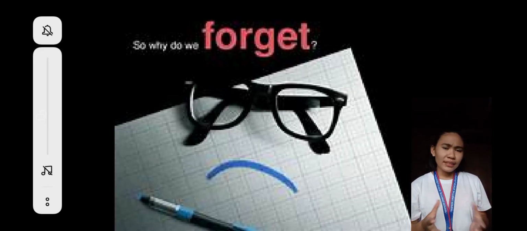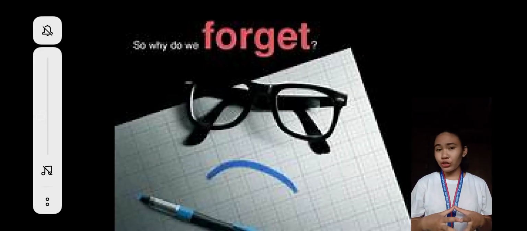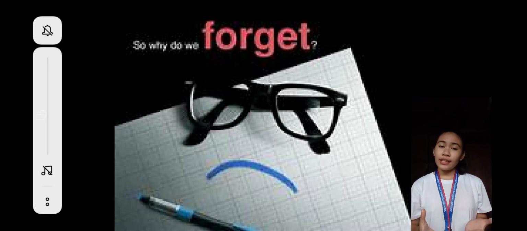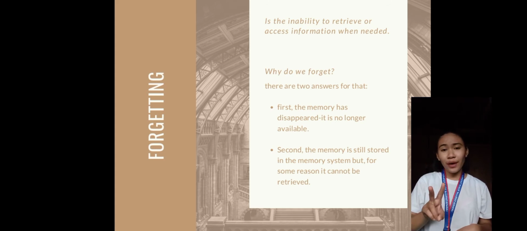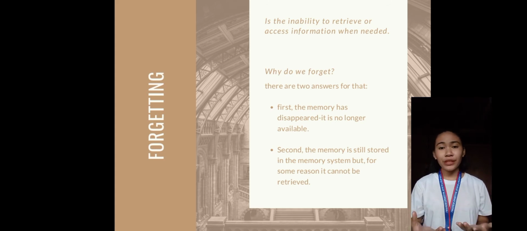Why do we forget? Did you ask that before to yourself? Then what is forgetting? Forgetting is the inability to retrieve or access information when needed. So, why do we forget? There are two answers for that. First, the memory has disappeared, it is no longer available. Second, the memory is still stored in the memory system, but for some reason, it cannot be retrieved.